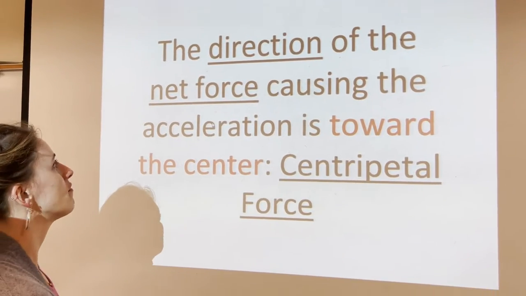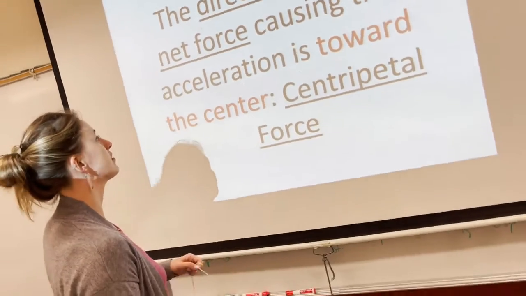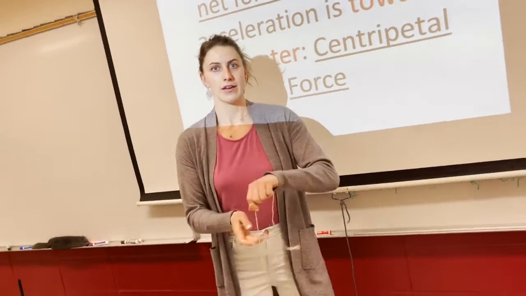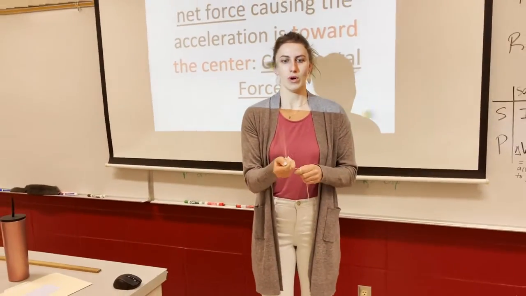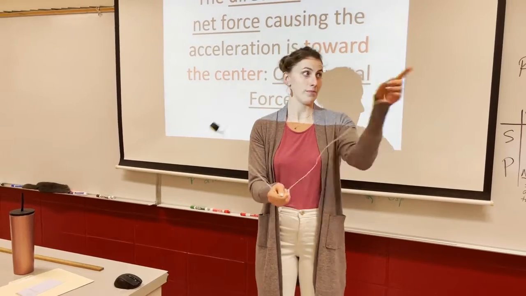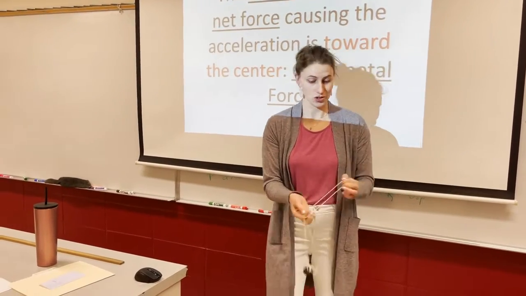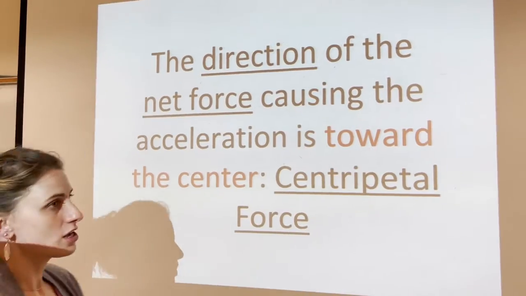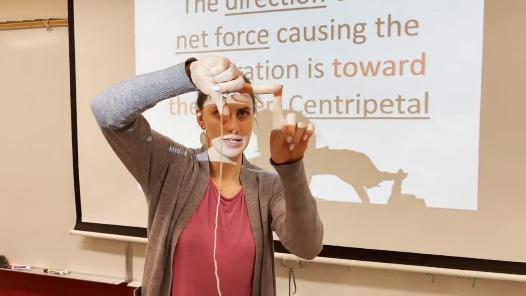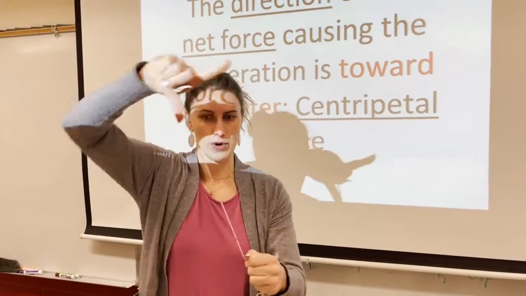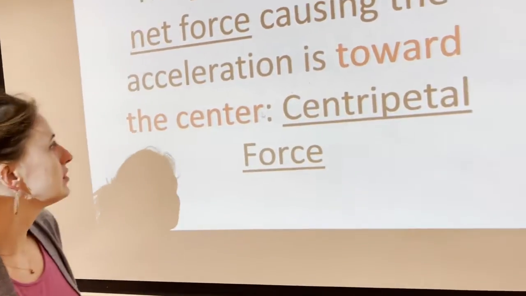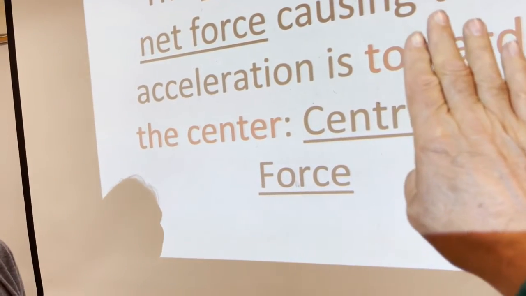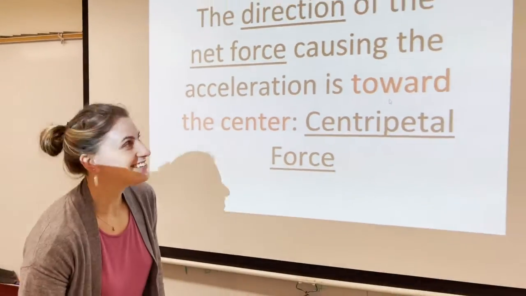Now, the direction of the net force causing this acceleration is toward the center. As I twirl this around in a circle, what's keeping it from just going in a straight line path like when I let go? The string. As we go this way, velocity is this way, but my net force is pointing in towards the center. Centripetal has the word center in it.